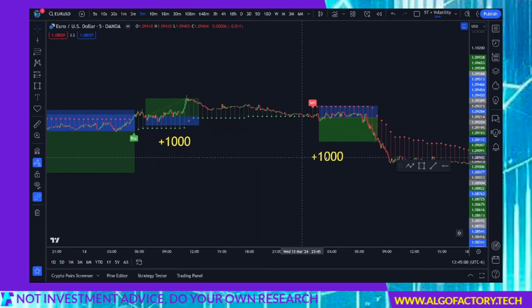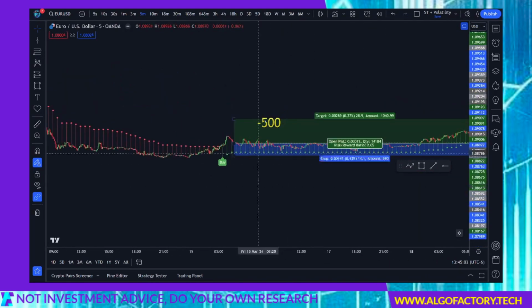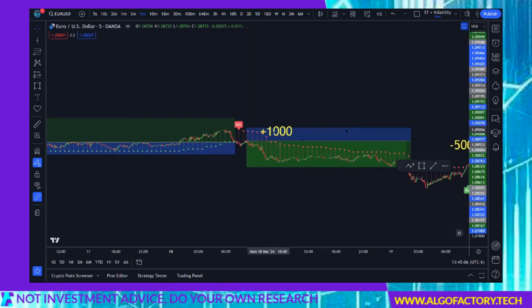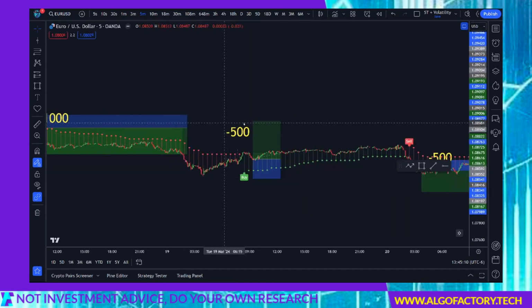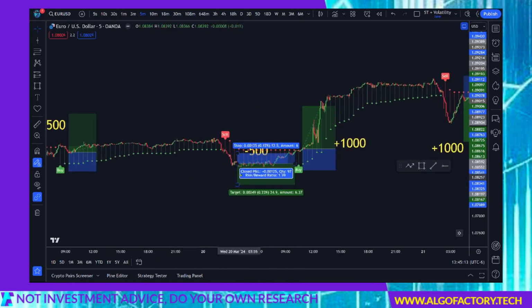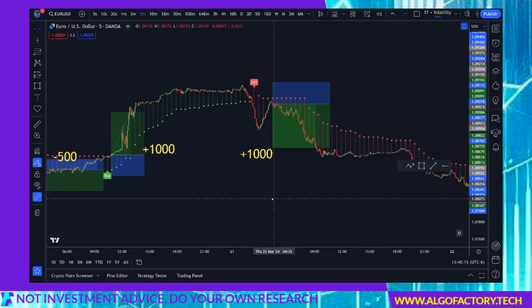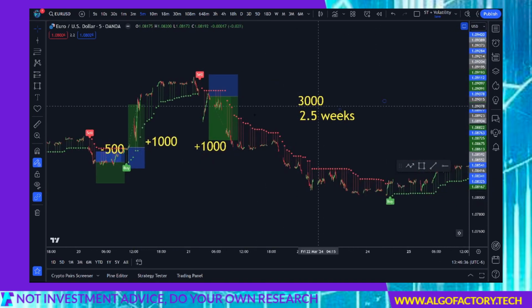But then we win 2 in a row. So now we're at 1,500 in profit. Now we're down to 1,000 in profit. Now we're up another 1,000. That's 2,000 in profit. Here we are at 1,500 in profit, down to 1,000, make another 2,000, up at 3,000. So here it is at $3,000 in 2.5 weeks.